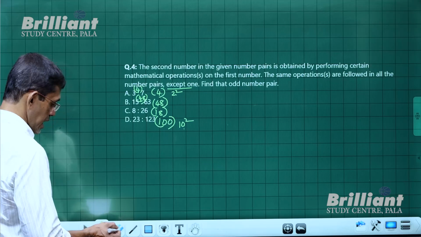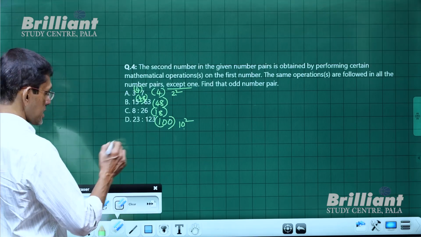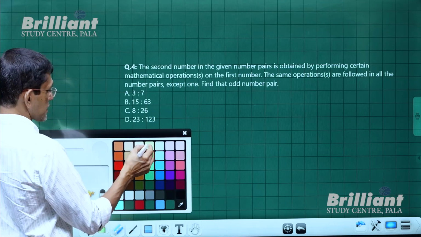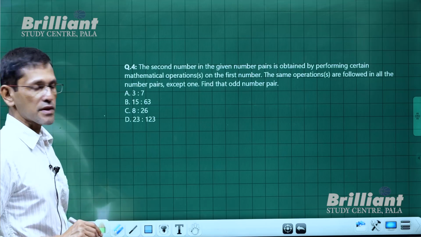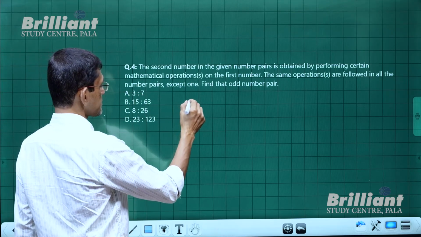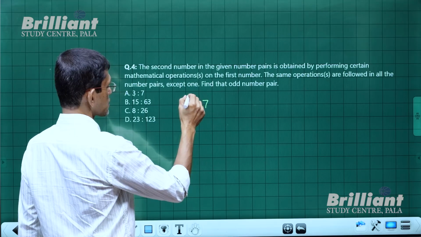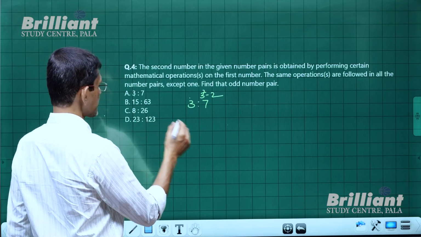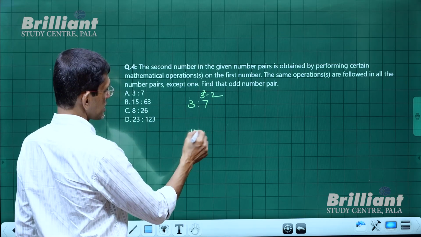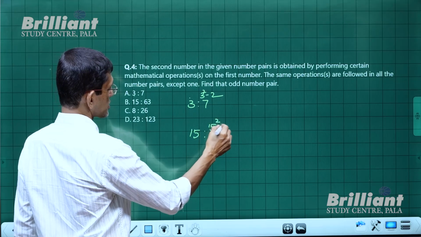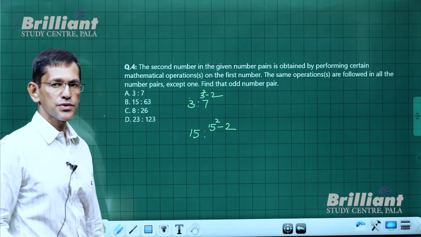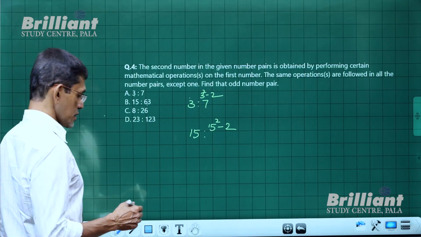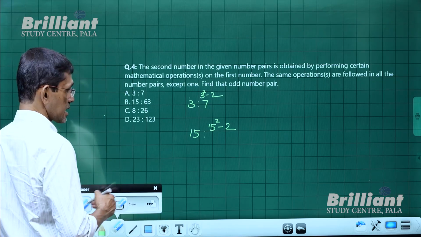Okay, so what else do we have? Any other possibility? We need to consider the other possibilities. 3 and 7. We can take 3 as what? This is 3 square minus 2. And look at 15. If you take it that way, this must be 15 square minus 2. 15 square minus 2 is 225 minus 2, 223. But what is given here is 63. So that doesn't work. What else? Any other pattern possible?